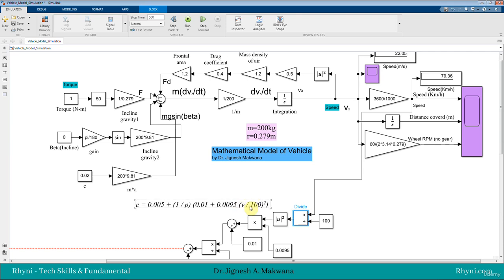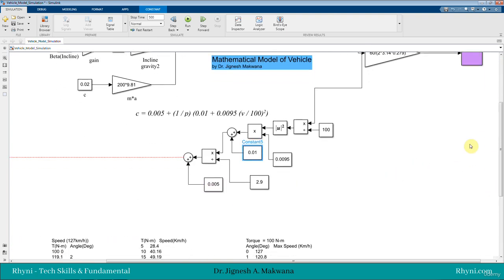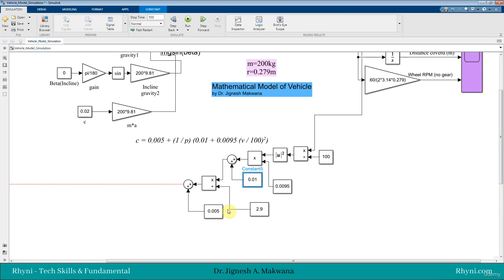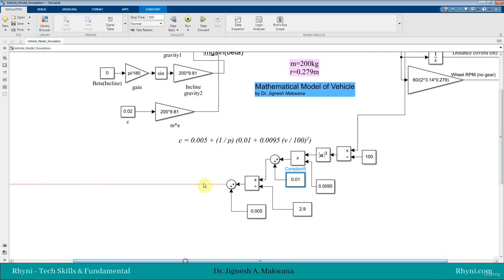So we completed this equation, and it is multiplied by 0.0095. So use the product block and multiply by 0.0095, then the summation block and add the 0.01 constant, and the output of the summation is added to constant 0.05. At this point, instead of constant c, now we can connect it to this point.